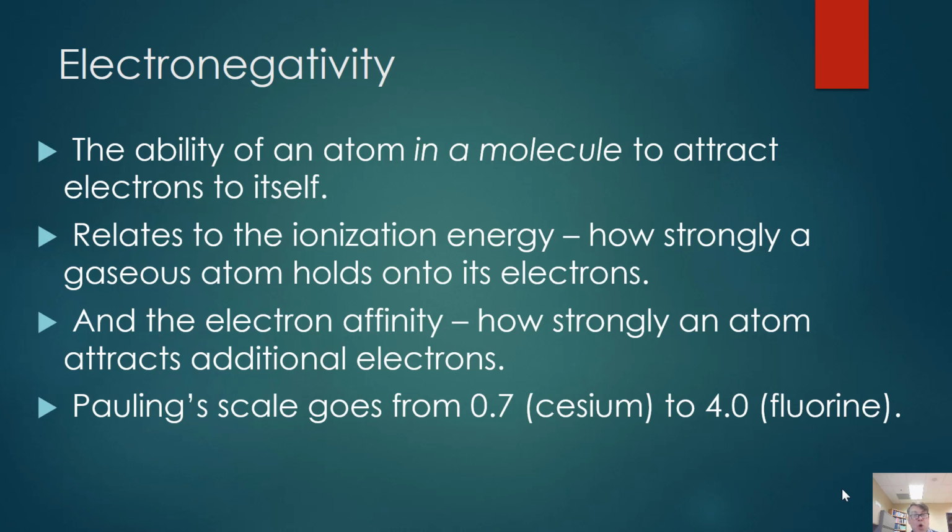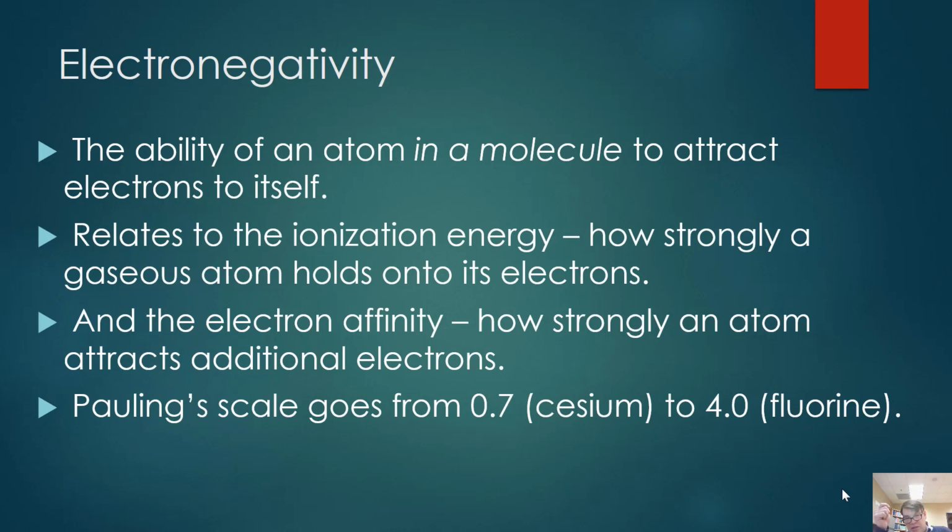Cesium has a very low electronegativity because it has a very low ionization energy and a very low electron affinity. That is cesium on the far bottom over here. Remember, electronegativity goes from the bottom left to the top right of the periodic table, from low to high. And so cesium has the lowest of all ionization energies. You don't have to force it at all to get its electron.